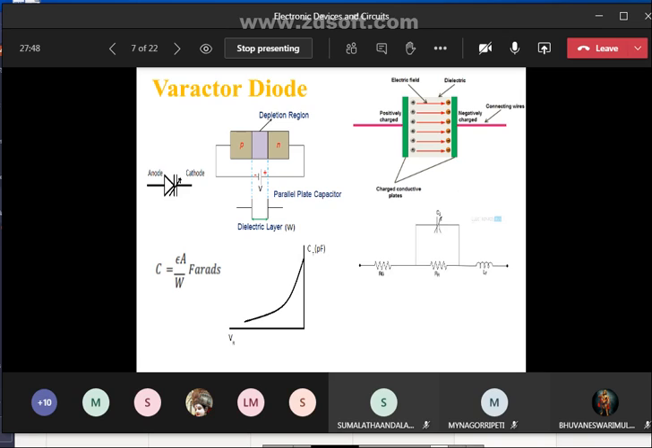See here. So when any diode is reverse biased, a depletion region is formed, right? If you take a PN junction diode and operate it in reverse biased condition, a depletion region is formed. If you apply a larger reverse voltage across the diode, the width of the depletion region increases. So the depletion region becomes wider. If you decrease the reverse bias voltage, the depletion region width also decreases.